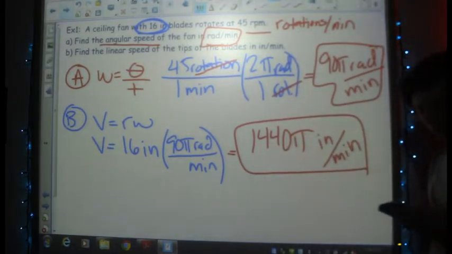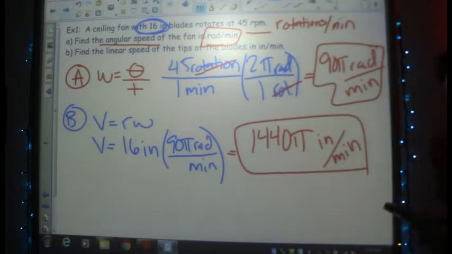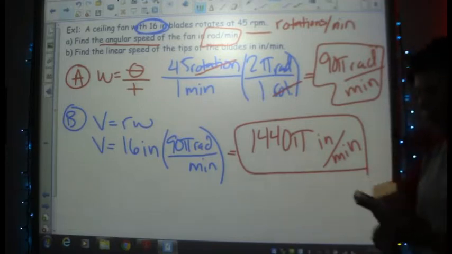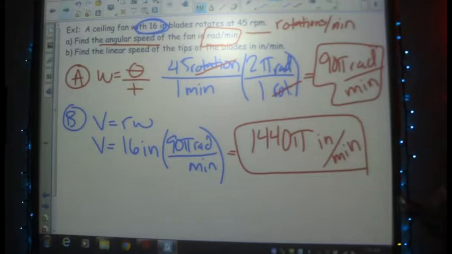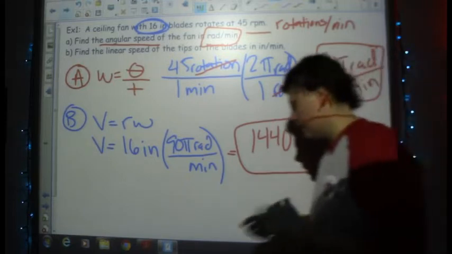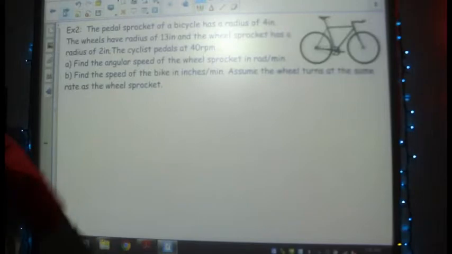And again, if you want to multiply through by pi, you could get your approximate answer of 4,523.89 inches per minute, which is very fast. There. All right, good on example number 1? Excellent. Let's try example number 2.